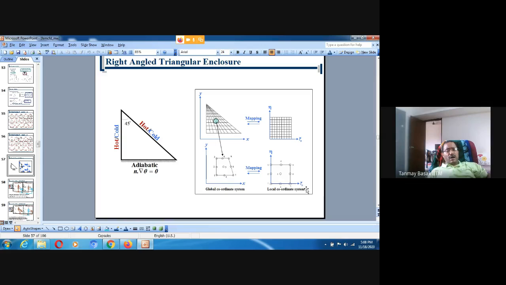As I promised, we discussed the triangular cavity, and now we are talking about the right angle triangular enclosure, where the boundary conditions can be hot, cold or adiabatic. And here I am showing the finite element mesh generation. You can see the finite element mesh.